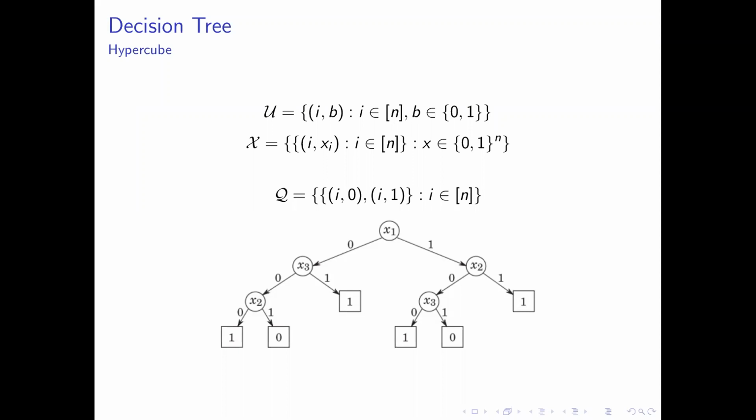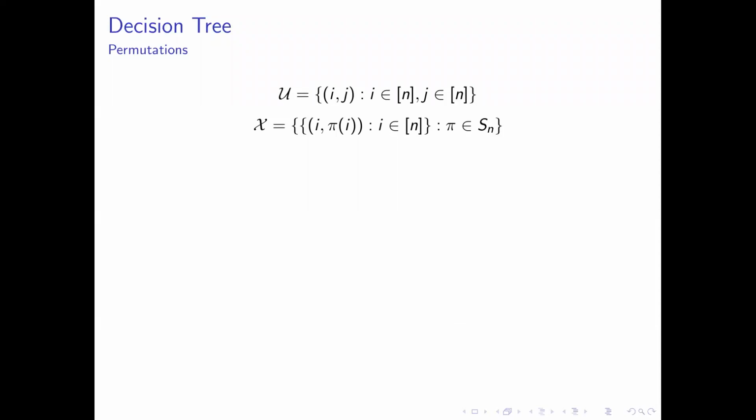Now we're going to generalize this to permutations. For permutations, recall our universe was just these tuples where each one was drawn from an n-element set, and we had the index and where the permutation sent the index as our representation.